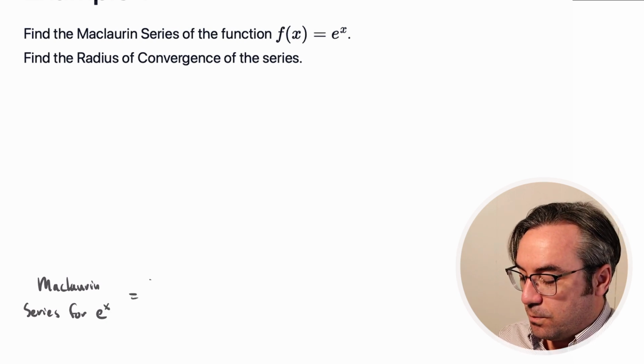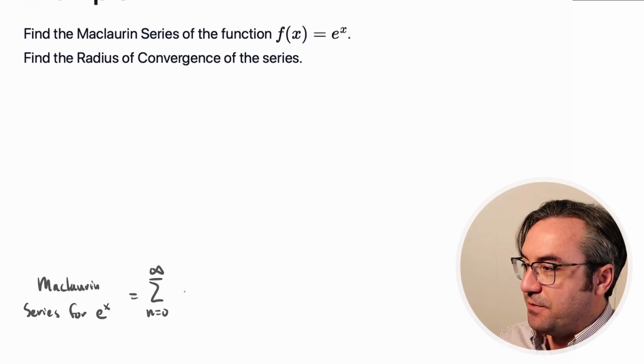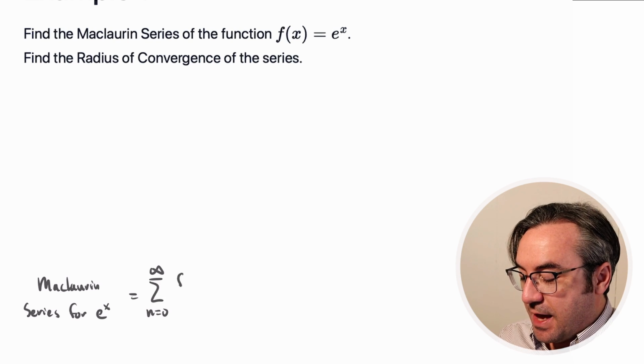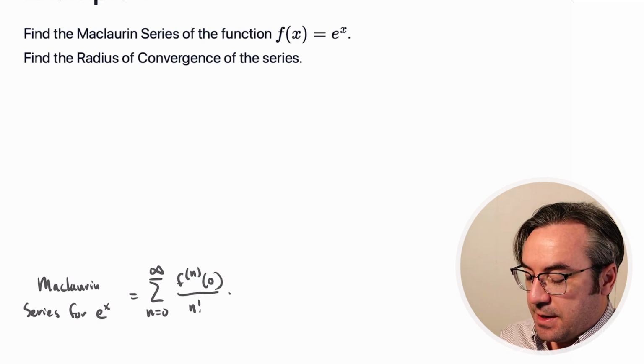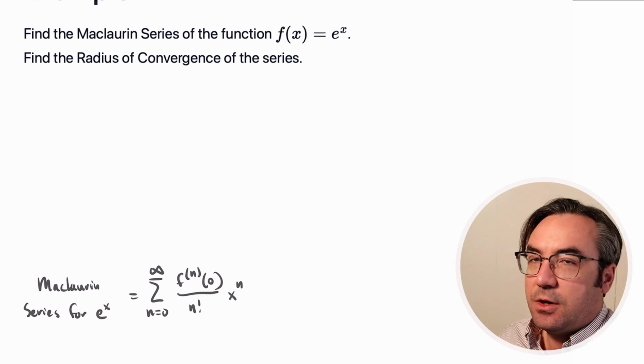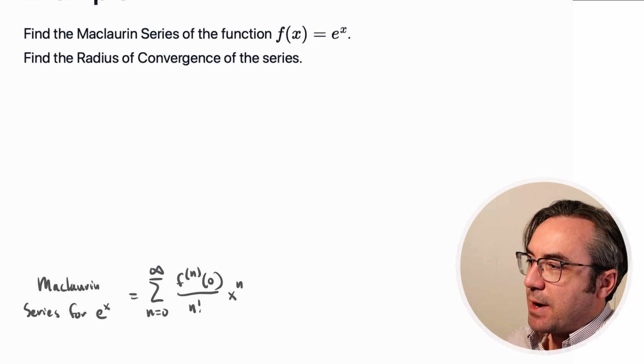So we're going to do the Maclaurin series for this function e to the x. All right, so what's the general sigma notation? It's the sum from n equals 0 to infinity of the nth derivative of our function evaluated at 0 divided by n factorial times all of our power terms, x raised to the power n.